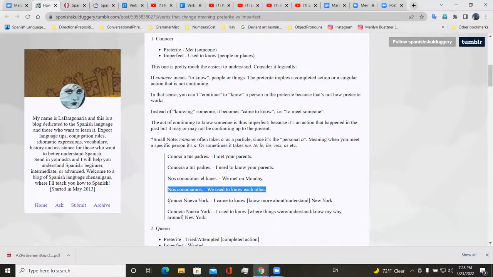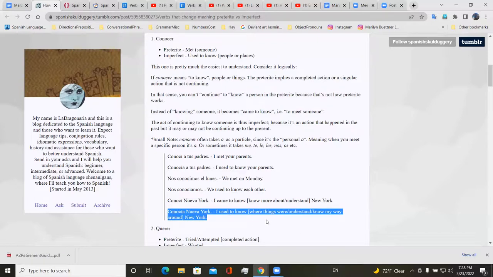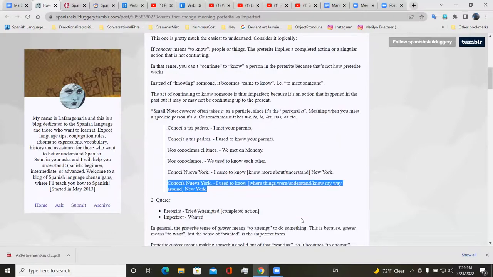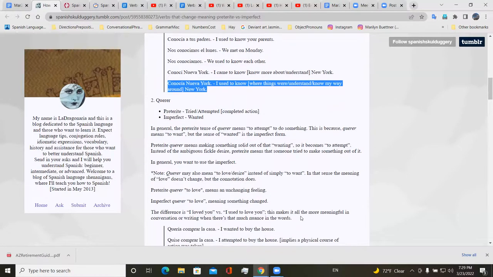Those are examples with people. Here are some examples with places, because we use conocer with places as well. Conocí Nueva York. I came to know Nueva York, you know, probably a brief visit. Conocía Nueva York. I used to know New York. I knew my way around New York. So conocer is probably the easiest one to understand in that flip from preterito, one-time event, to imperfecto, something that was continuous and going on for a fuzzy, indefinite amount of time.